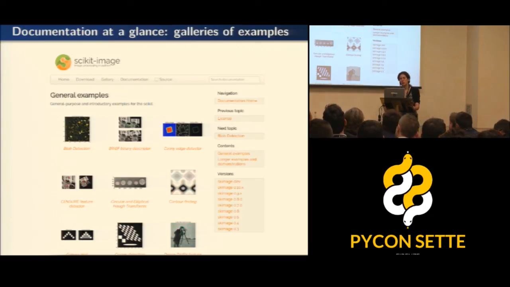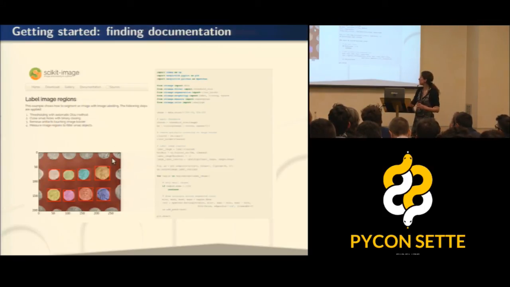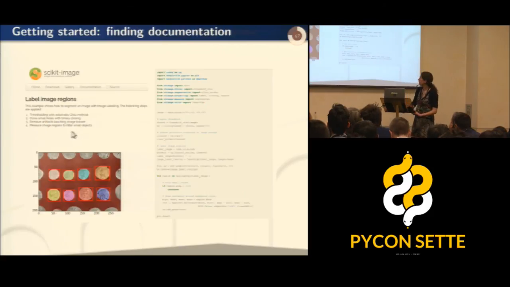On the website, 60% of the visits are in the gallery pages. So it's really worth having a good gallery. And well, I guess that at the back you can't see anything, but here is what a typical gallery page would look like. So after you have clicked on the thumbnail, if it's something that looks like what you would like to do, you have a bit of explanation, and most importantly, the code that generated the plot, so that you can adapt it to your needs and start using the functions that you would like to.